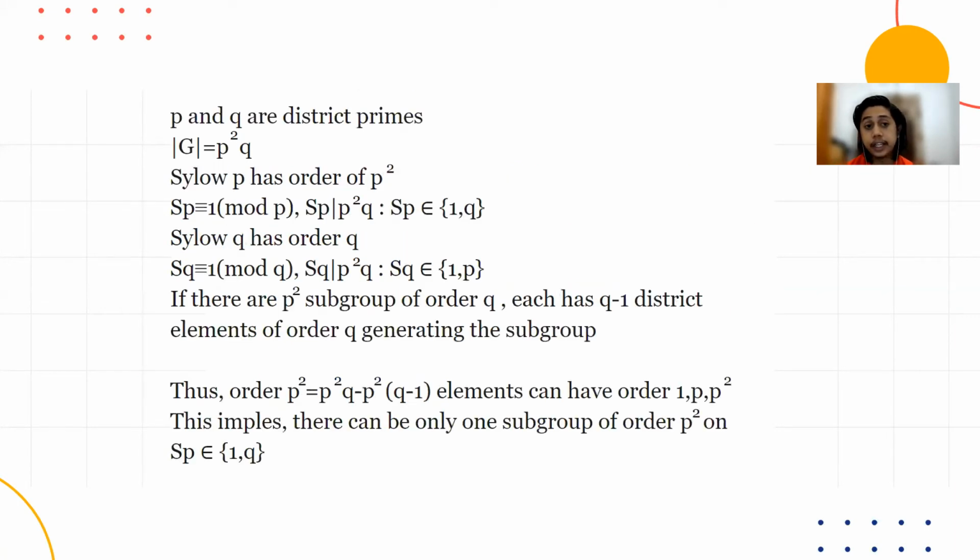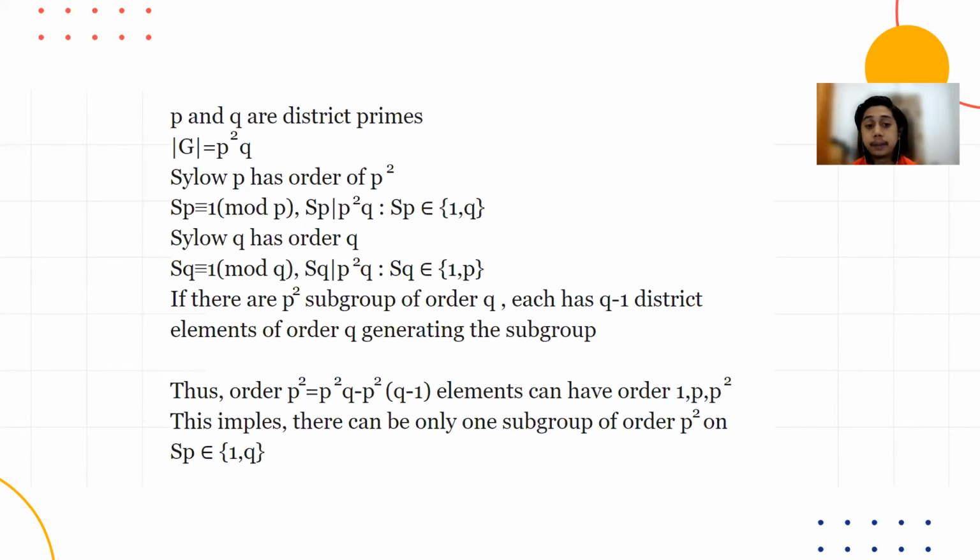So p and q are distinct primes, so the order of G is p squared q. So the Sylow p-subgroup has order p squared. So s_p is congruent to 1 modulo p, which is s_p has the element of 1 and q. And the Sylow q-subgroup has order q. So s_q is congruent to 1 modulo q, and s_q has the element of 1 and p.